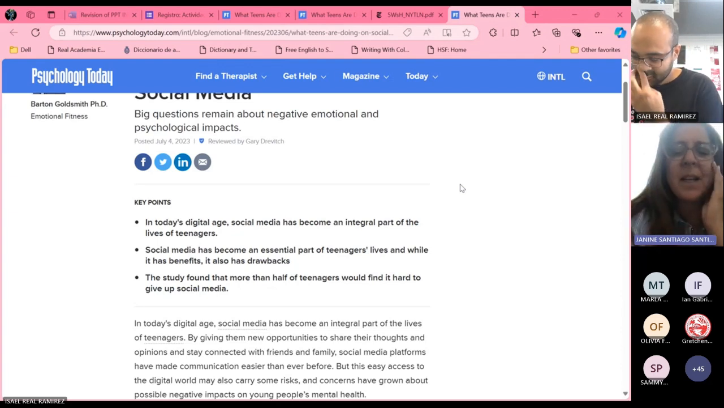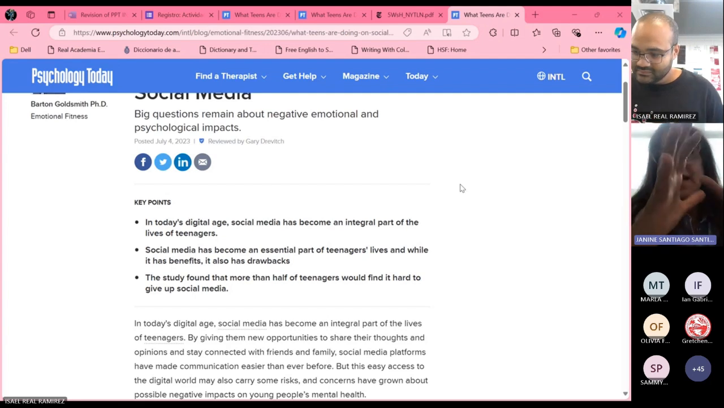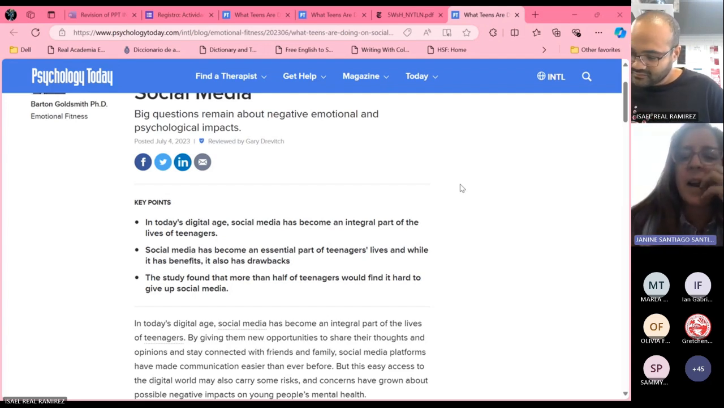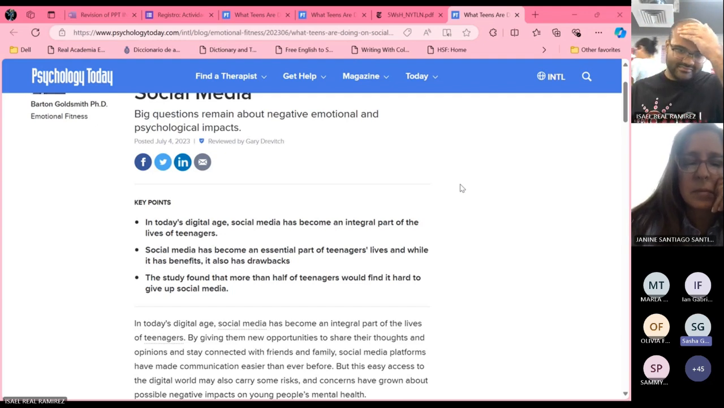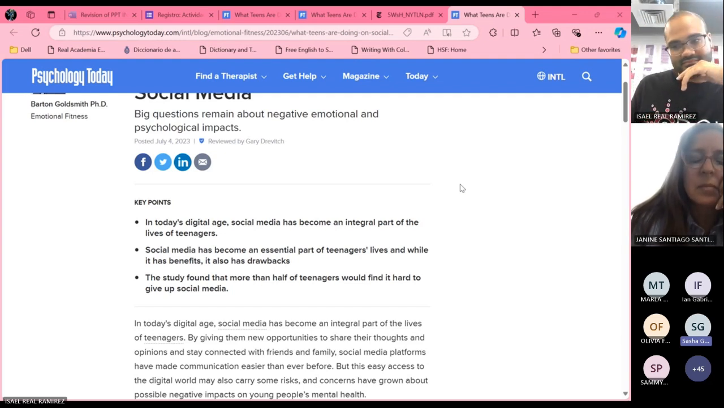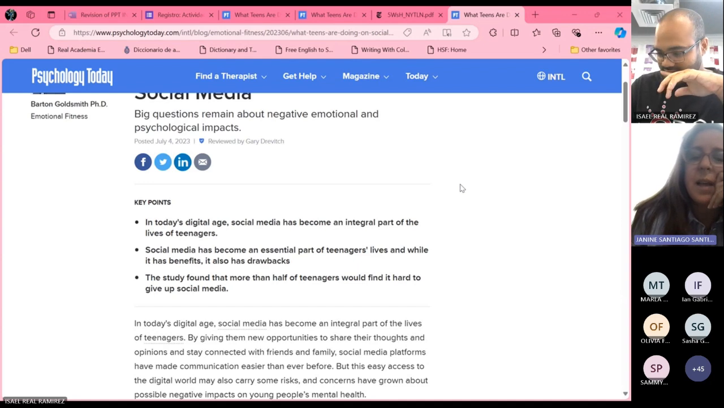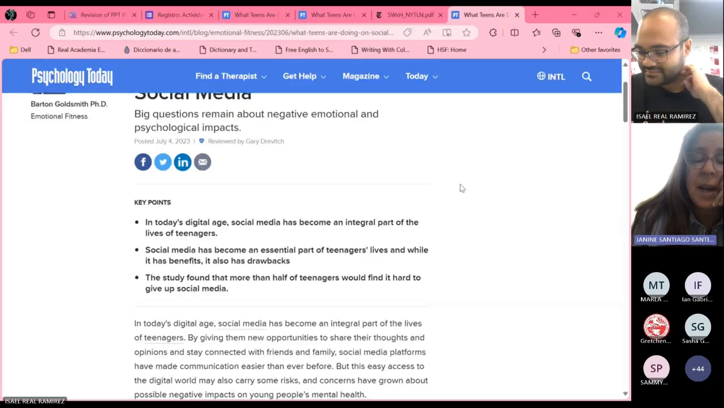Okay, so those are key points of the article. The article is written in such a way that it is telling you some of the key points. Thank you, Gabriel. Who's next? Social media has become an essential part of teenagers' life, and while it has benefits, it also has drawbacks. Okay, thank you, Sacha. So then we need to pay attention to the benefits as well as the drawbacks. Yes, thank you.